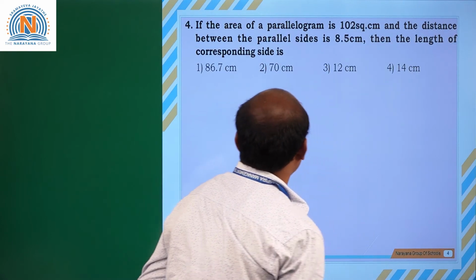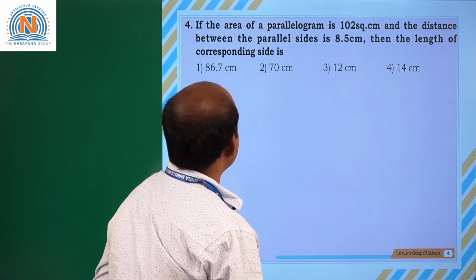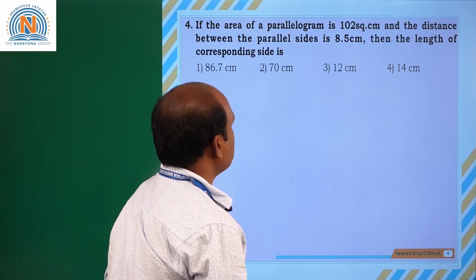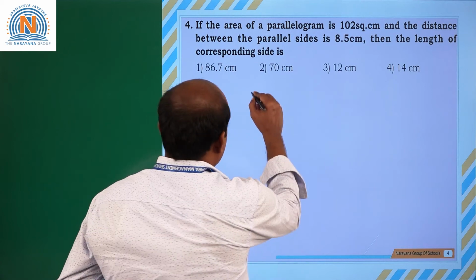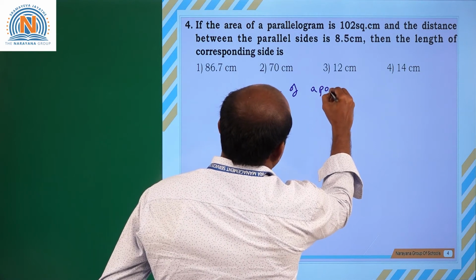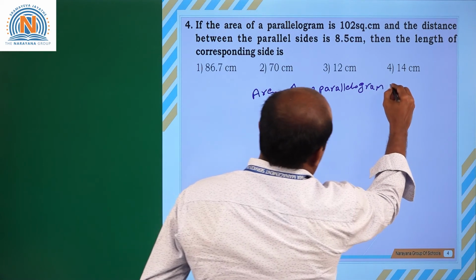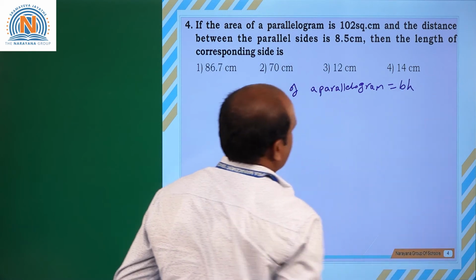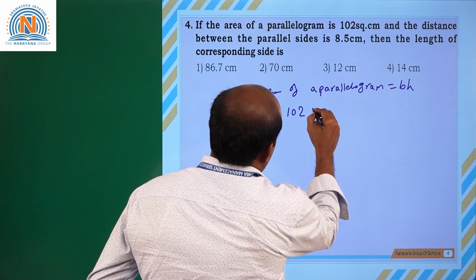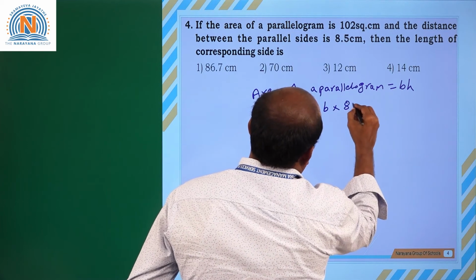right? Now coming to the next one, if the area of a parallelogram is 102 square centimeters and the distance between the parallel sides is 8.5 centimeters, then length of the corresponding side is. So we know area of a parallelogram is equal to B into H. That implies area of a parallelogram given 102 square centimeters is equal to B into, and the distance between parallel lines is 8.5.